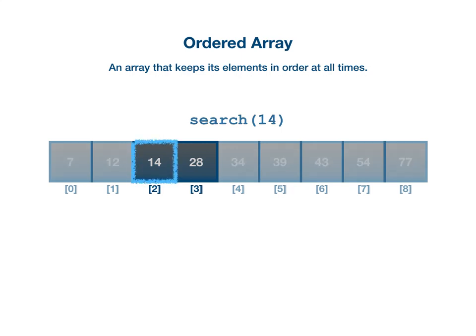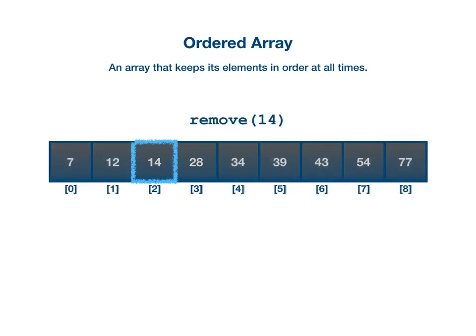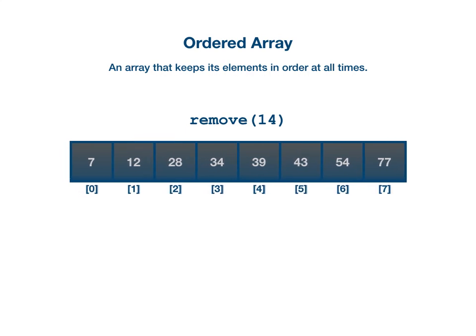Now, suppose I want to remove that value that I just searched for. Well, we know that locating the value can be done quickly thanks to binary search. However, we get no advantages when it comes to actually removing it. We still have to shift all values from index 2 onward up one slot. Thus completing the removal.